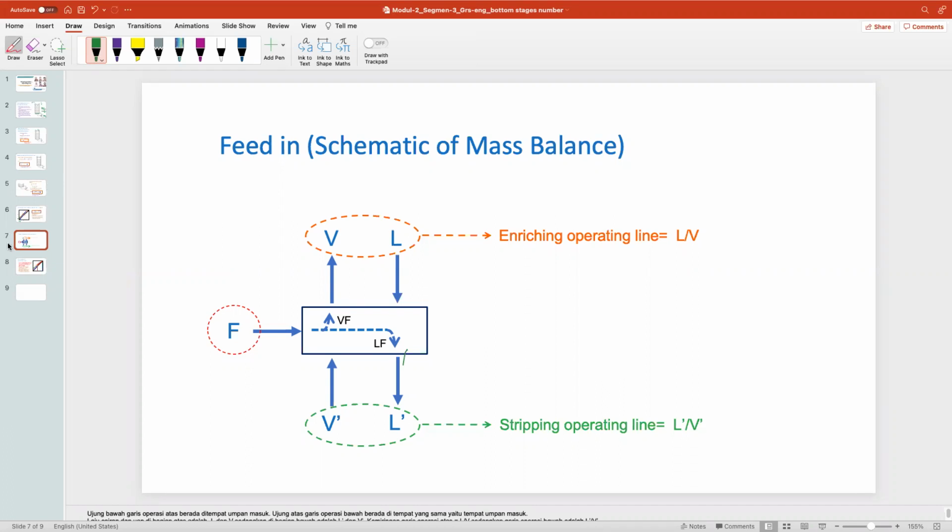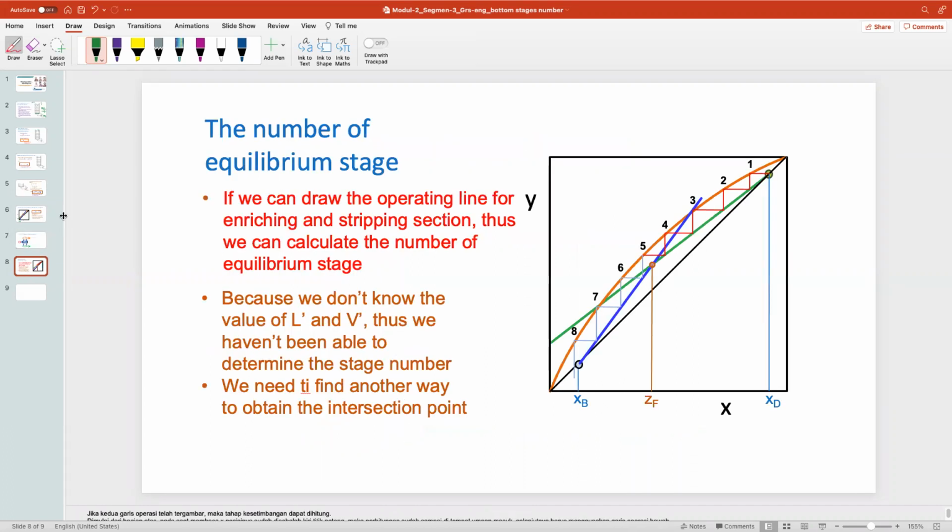Okay, so back again, how do we get the operating line? Let's recall how to get the number of equilibrium stages. If we can draw the operating line for the enriching and stripping sections, then we can calculate the number of equilibrium stages. Okay, Dhamma, can you get XD from the problem?